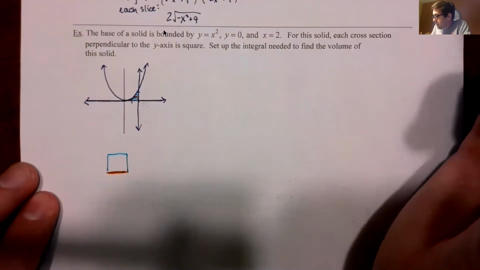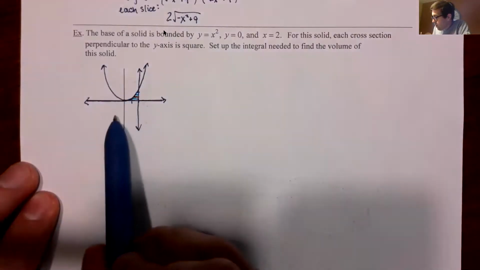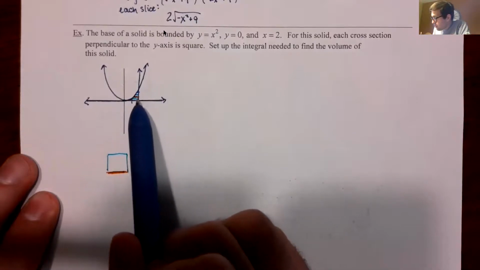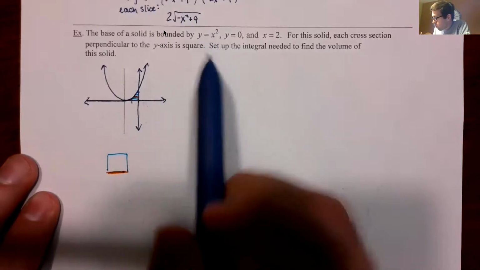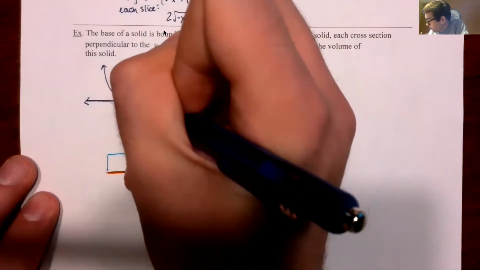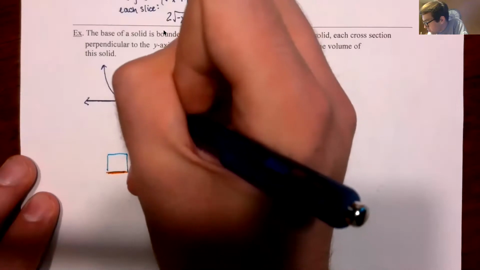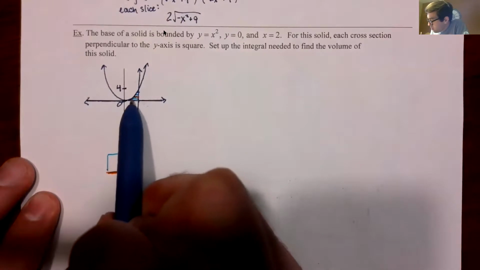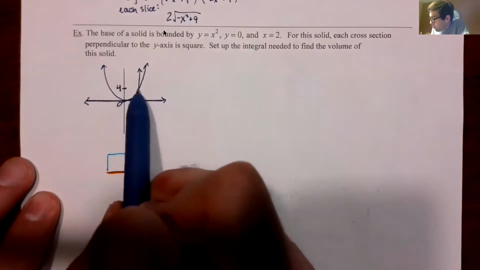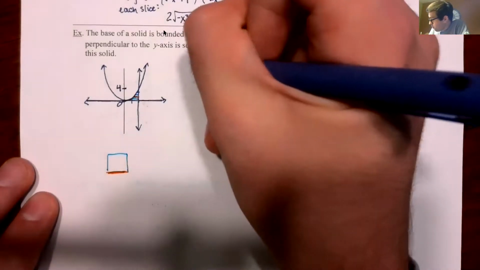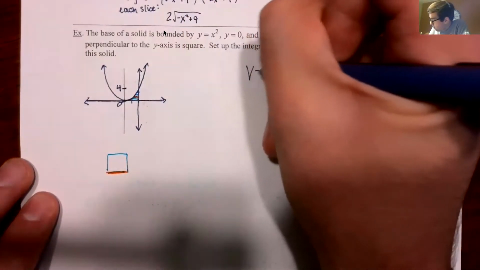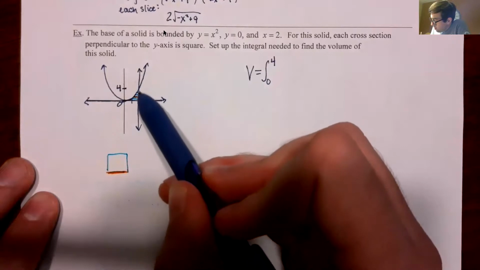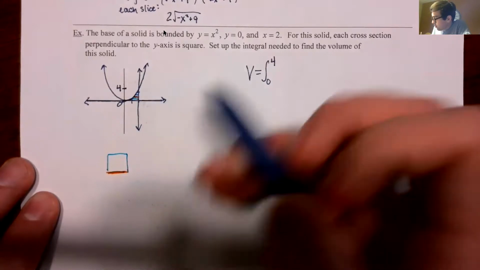And this time, because we are perpendicular to the y-axis, we have to think about everything in terms of y. So if I plug in 2 for x here, I get 4 for y. So this is intersecting at 4, I believe. And down here, we're at 0. Okay, so it should be, yeah, 1 squared is 1, 2 squared is 4, yeah. Okay, so on the y-axis, we're at 4. So this is going to be a volume from 0 to 4.